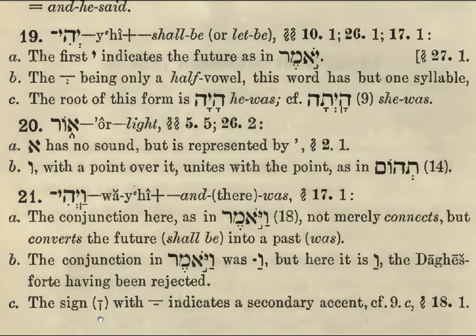And this sign here, with the patach, which we can see here, indicates a secondary accent. Vayehi, so it's da da da, vayehi, even though it's really only two syllables. There's this second that is very small and counts as one syllable, da da. So vayehi.